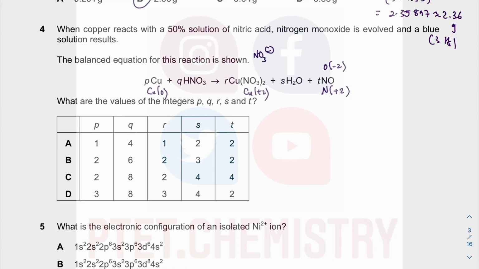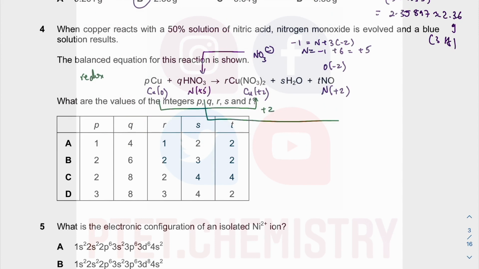Oxygen here is minus 2, nitrogen here is plus 2, because the overall molecule has no charge. In the NO3 minus, you can see it's minus 1 equals nitrogen plus 3 times minus 2 for the oxygen. Nitrogen is minus 1 plus 6. Nitrogen is plus 5. So what we have there really is a redox reaction, where this copper 0 goes to copper plus 2. So this is a change of plus 2. And you have that plus 5 going to plus 2. That is a change of minus 3.